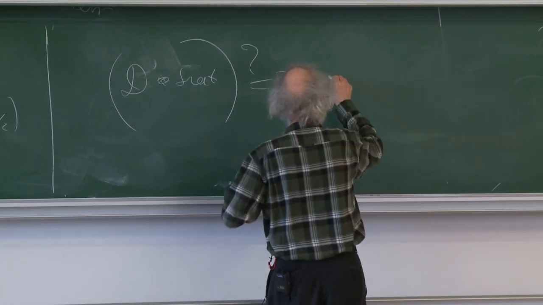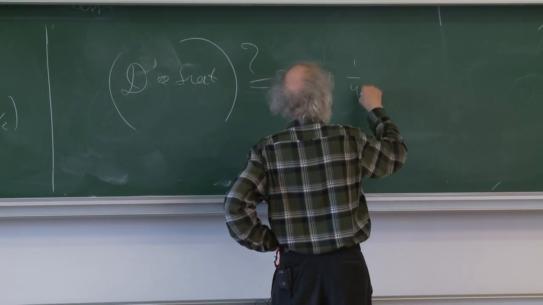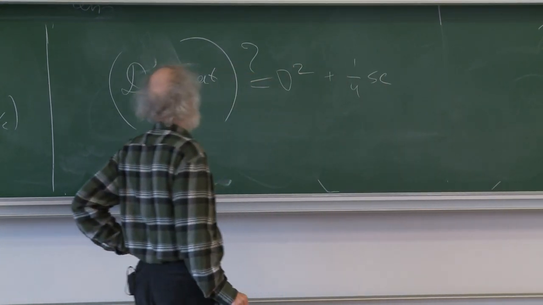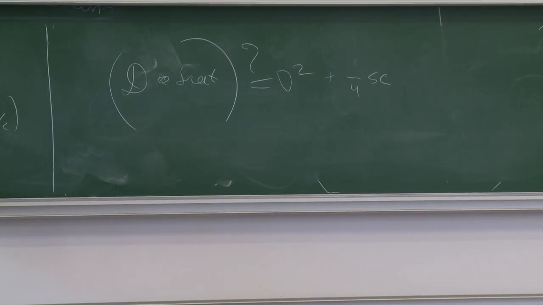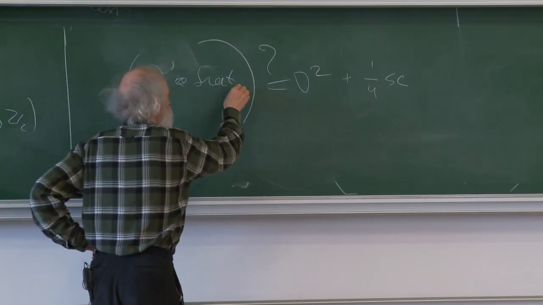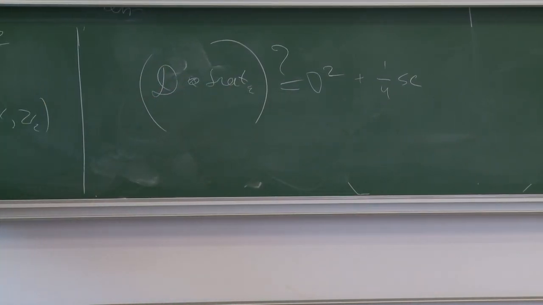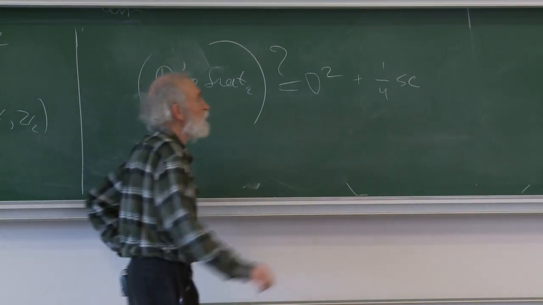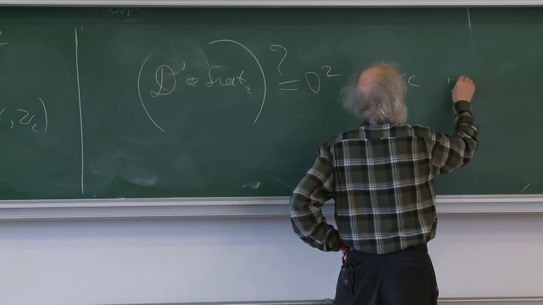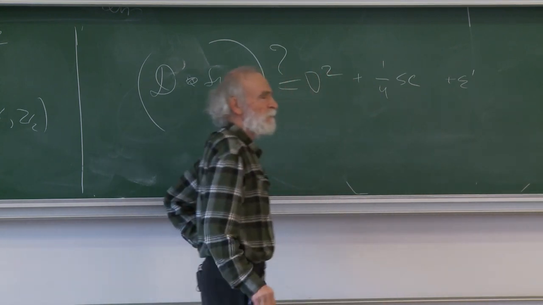Something positive plus 1/4 of scalar curvature. But now imagine it's flat, it's slightly perturbed. It's not flat, but a small perturbation of flat. Then you have this term plus epsilon, it's epsilon prime.